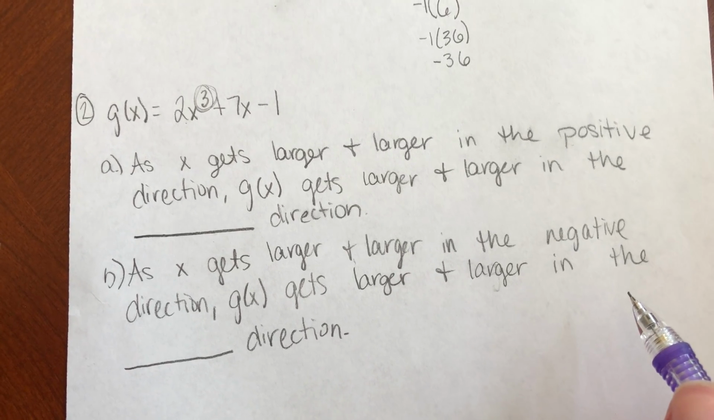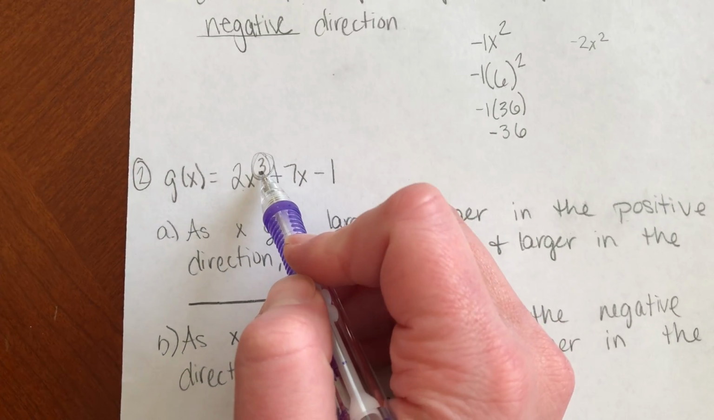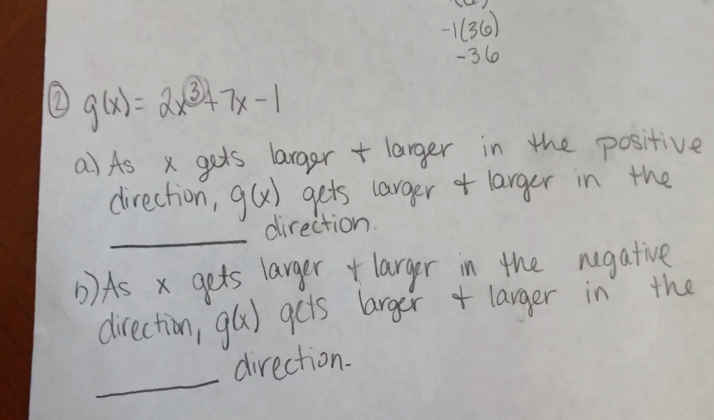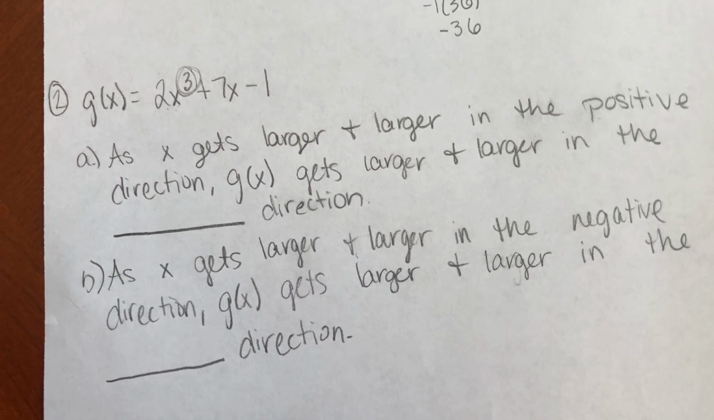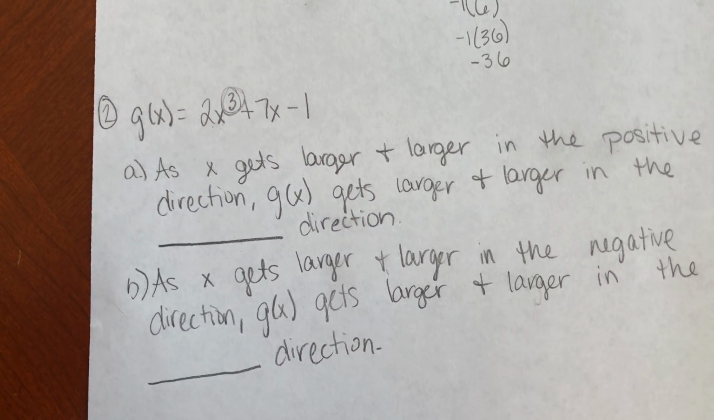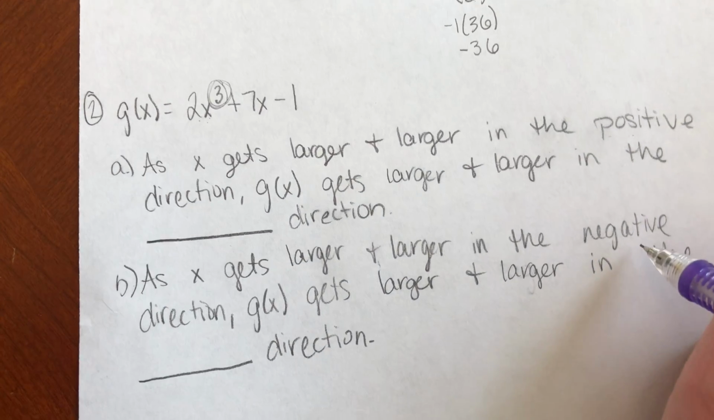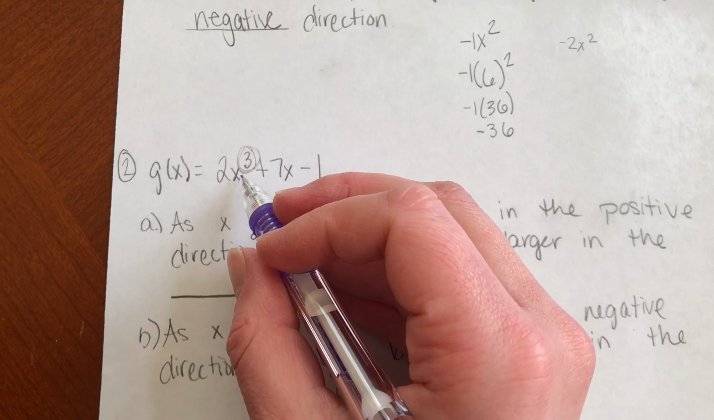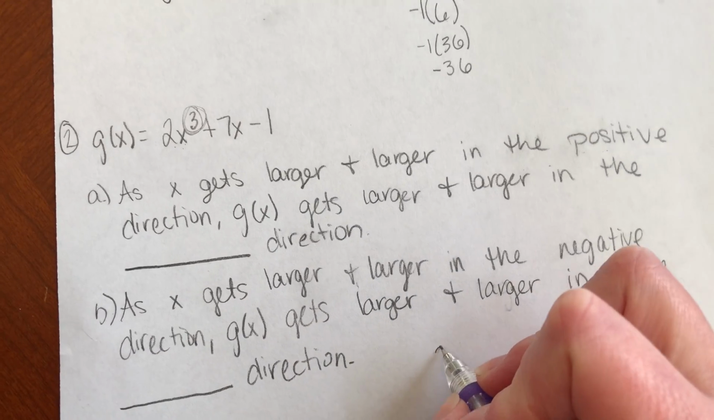So again, I'm going to pick a value and I'm going to plug it in for x in my leading term, because my leading term holds the most weight in my equation. So the rest of the equation is going to follow what that leading term does. So I'm going to pick a positive value and I'm going to pick a negative value to see what it does. So I'm going to pick, we'll say 3.